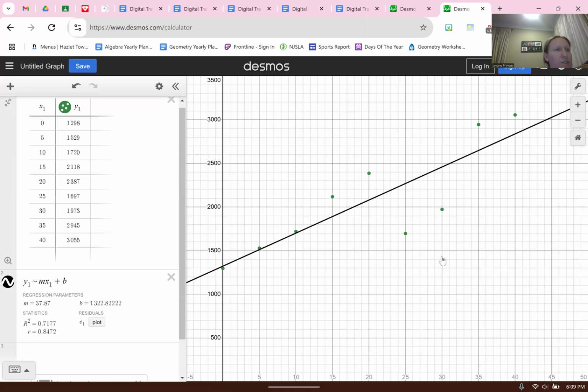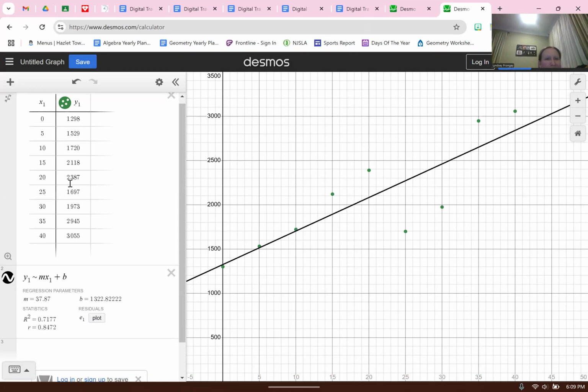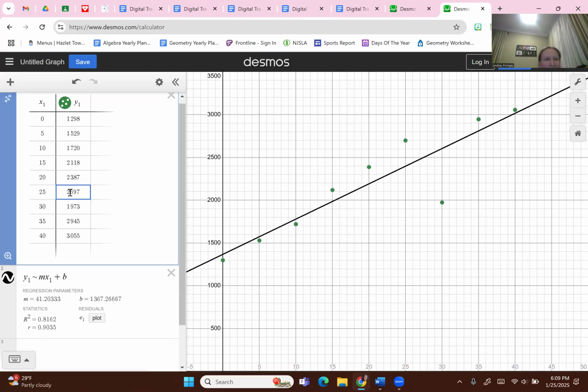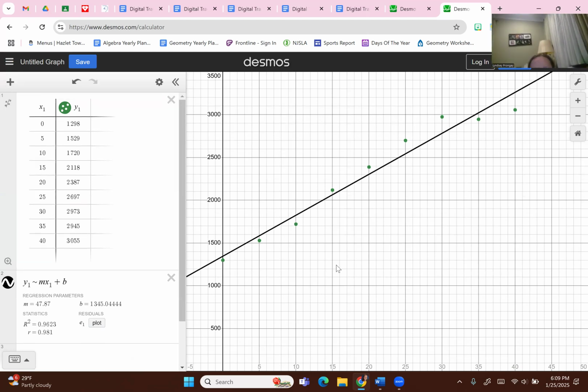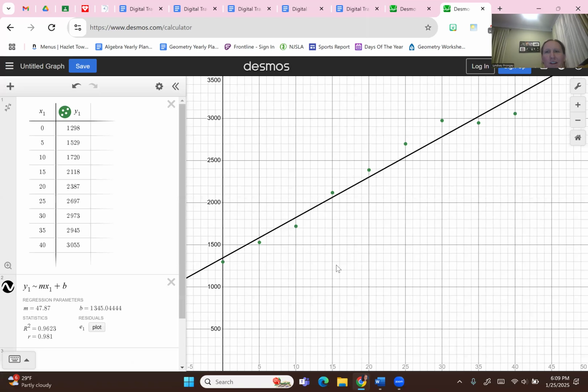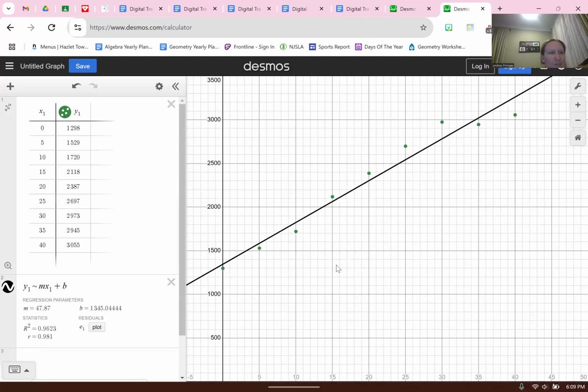And actually, I feel like I made a mistake somewhere. So let me just check my data because that's not the numbers I had before. That one right there. I had 2 wrong data points. So that would be why. So let's change this one. This one's supposed to be 2697. This one's supposed to be 2973. There we go. That looks a little bit better. Sorry about that. So now it has automatically adjusted our new line of best fit, and that looks more like what I had before. So that is good. So our slope is 47.87 and our y-intercept is 1345.04.